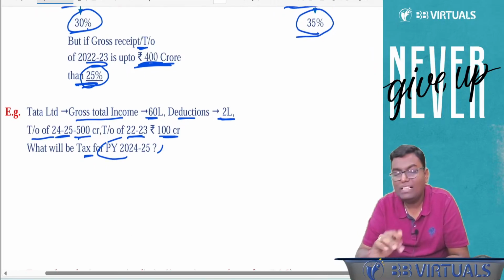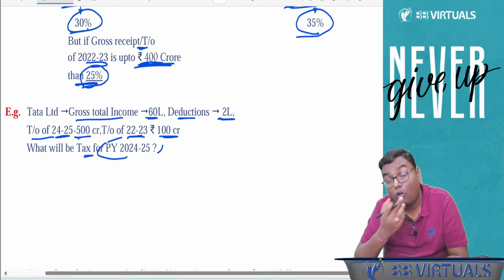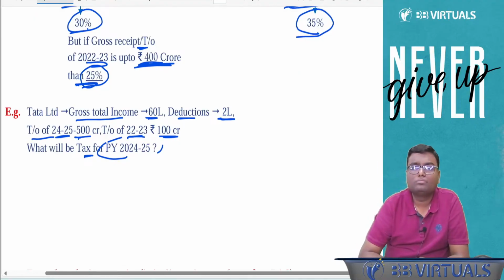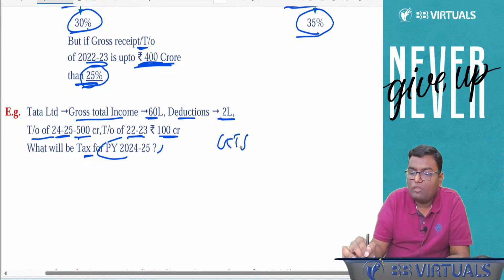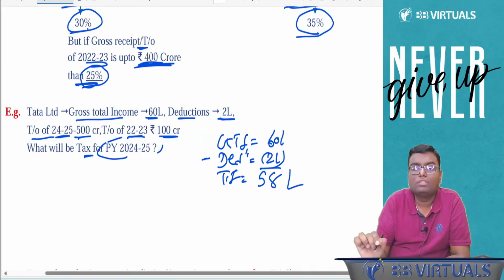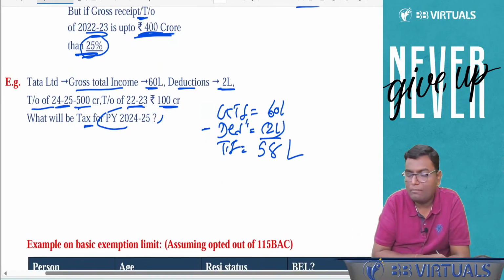First of all, whether tax is applicable on gross total income or total income? Total income. So can I say first of all, we have to find out total income. Gross total income 60 lakh minus deductions of 2 lakh. So what is the remaining total income over here? 58 lakh. And on this we will calculate our tax.